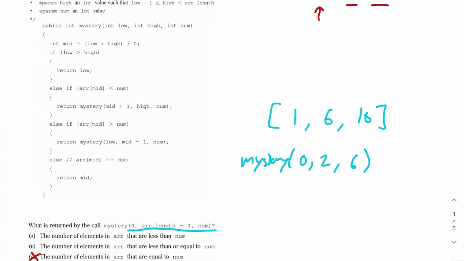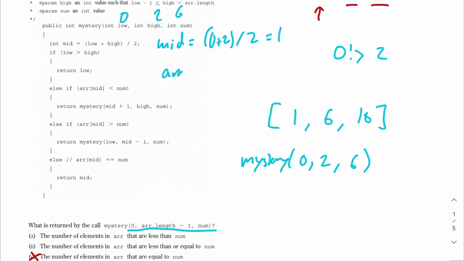So let's go ahead and implement it, and let's see what we get. So we're calling 0, 2, and 6. So our mid is going to be low plus high divided by 2. So that's going to be 0 plus 2 divided by 2. So that's going to be 1. Is low greater than high? Is 0 greater than 2? No, it is not. Move on to the next condition.